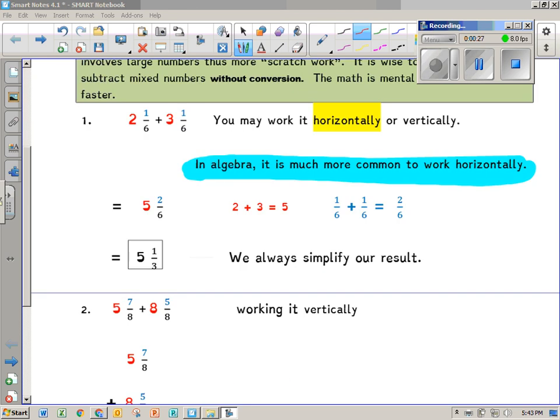Okay, I'd like to draw your attention to this phrase that I highlighted in aqua right here. In algebra, it's much more common to work horizontally. If there's any possible way you can work your mathematics for fractions horizontally, it really is to your benefit because that is in your future. So I'm going to be working my problems horizontally throughout this unit.